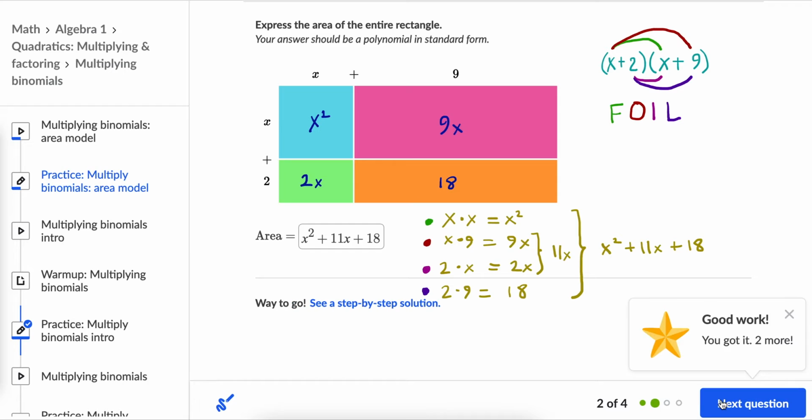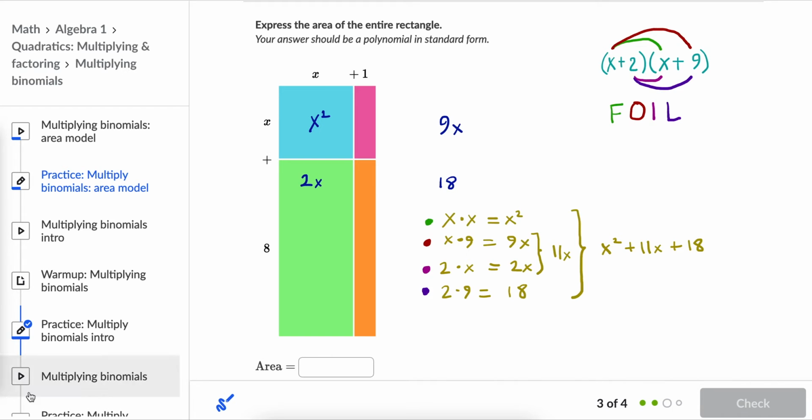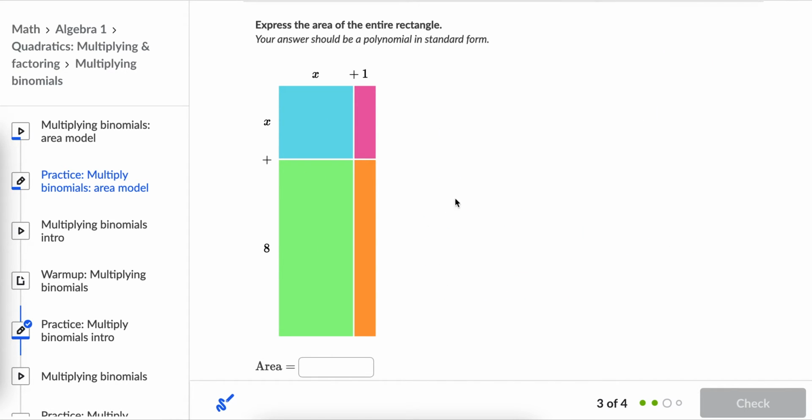Okay. So I'll show one more example on that real quick. This time I'll go back to the FOIL in a few moments. I'm not going to cover it again. I'm just going to do it really quick with these four rectangles here. If we look at the four rectangles, x times x is x squared. X times 1 is simply x. X times 8 is 8x. And 8 times 1 is 8. So we can combine these together. That's x squared. We've got our 8x plus our x, that's plus 9x, plus 8.